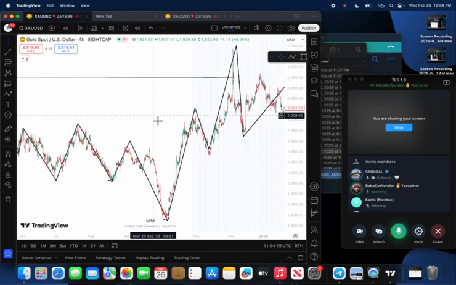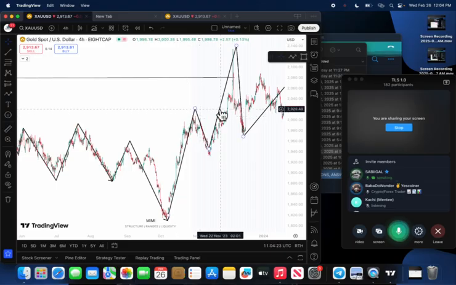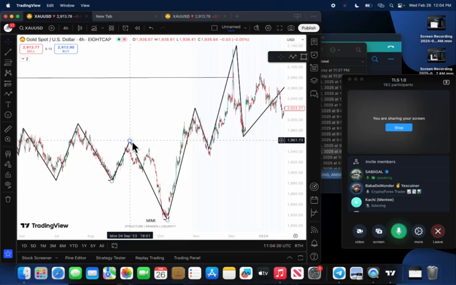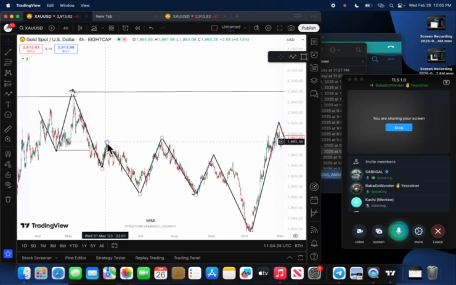Just after this break of structure, scroll your chart to the first place. Is it this first one you are talking about, or is it this peak you're talking about? No, before it. Is it this one you're talking about? This one. Okay, is it a valid one?